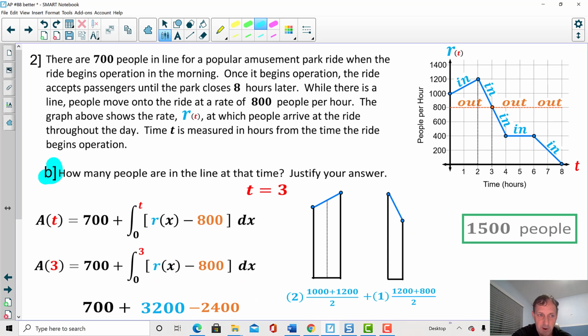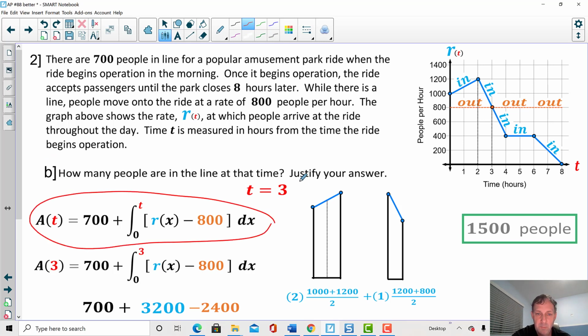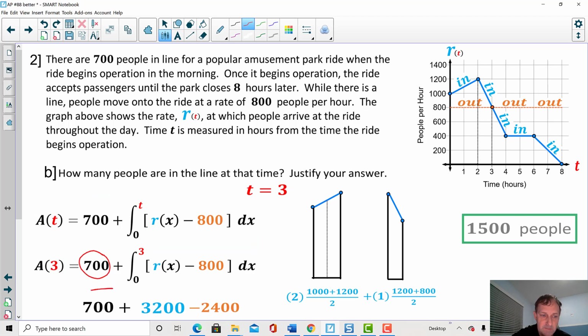Now this is kind of like a part B to the same question. They say now that we know that the time is 3 hours, how many people are in line at that moment in time? We're going to start with our amount function, but we want to find the amount when t is 3. So we're going to plug a 3 into our amount function. That's going to give us 700 plus, so we have the 700 and then the plus. And then we're going to do the integral from 0 to 3 of r of x minus 800.